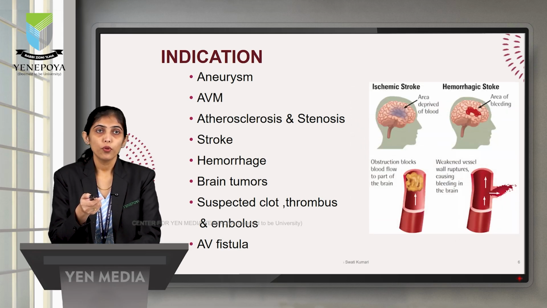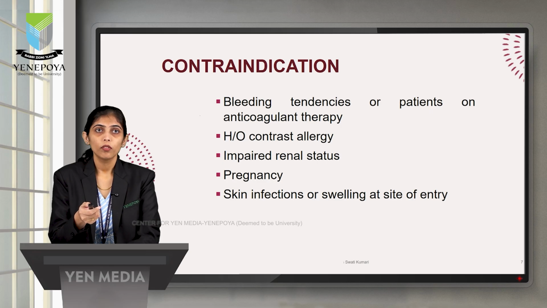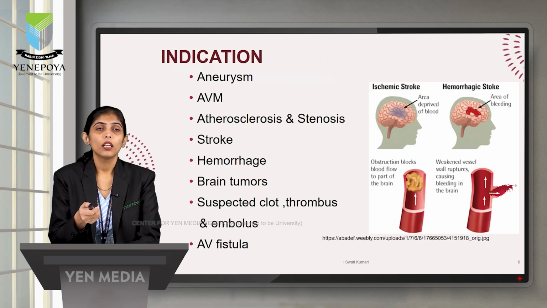Then we have a stroke. In stroke we have two types, one is ischemic stroke and the other is hemorrhagic stroke. In case of ischemic, there is an obstruction in the flow of the artery, and in case of hemorrhagic you have a weakened vessel where the wall ruptures and then it leads to bleeding in the brain. Then other indications are brain tumors, suspected clot, thrombus and embolus, and AV fistula.